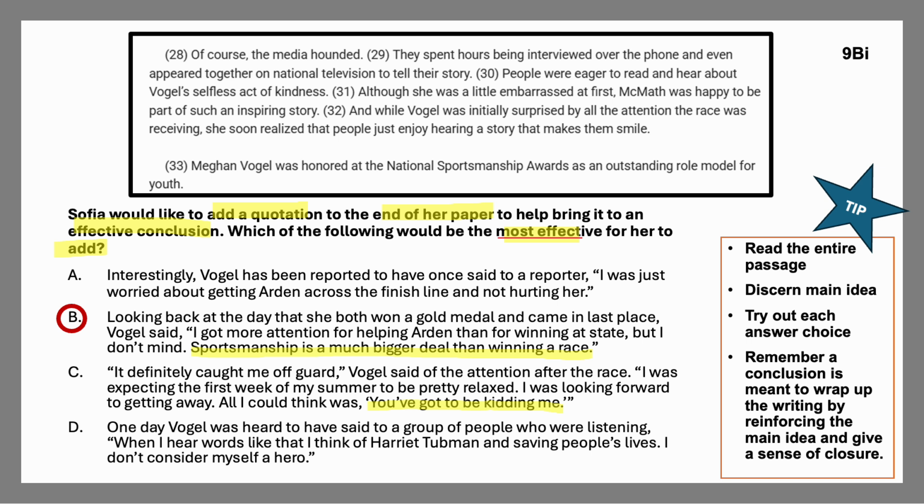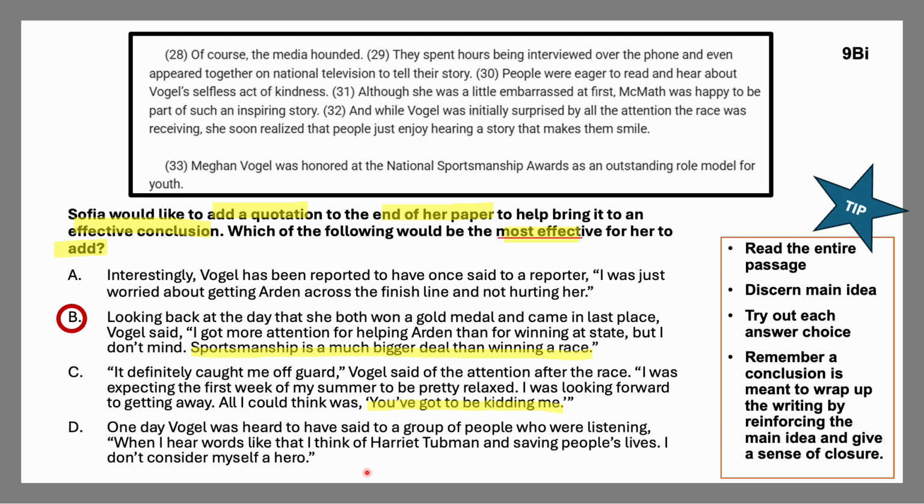And then finally, D: one day Vogel was heard to have said to a group of people who were listening, when I hear words like that, I think of Harriet Tubman and saving people's lives. I don't consider myself a hero. And so once again, it's a little bit of a detail. Maybe that could kind of work there just because we see an outstanding role model for youth. But it gives such a specific example. It almost sounds like it needs to be a quote earlier on in the text. And I think if you had the entire passage, you would see it probably belongs somewhere else.